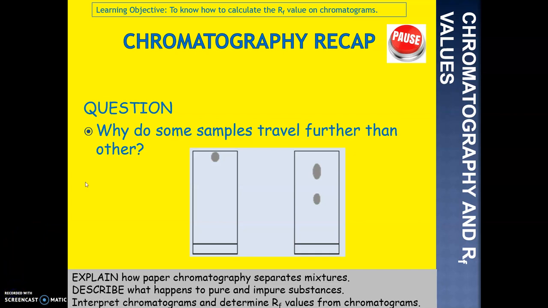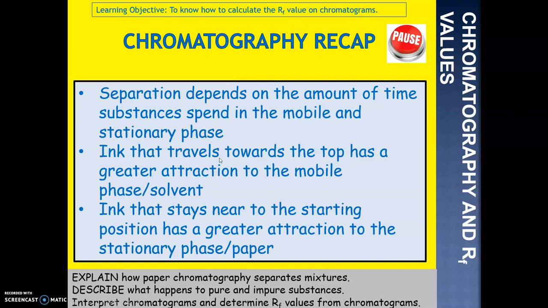Okay, your minute is up there, guys. So to answer the question, why do some samples travel further than others? Well, separation depends on the amount of time substances spend in the mobile and stationary phase. So mobile means it can move, of course. Stationary, that's often the paper, and it's not moving. Ink that travels towards the top has a greater attraction to the mobile phase, the solvent, which is the water, and then ink that stays near to the starting position has a greater attraction to the stationary phase.